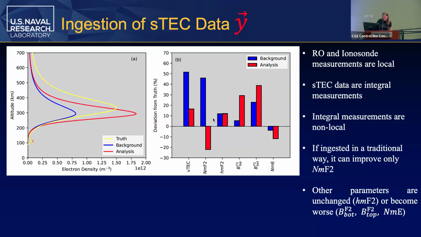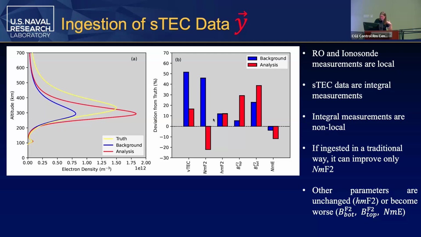The yellow profile is the truth. Then we calculate the vertical TEC according to this truth, and we start with the blue background. Then we ingest this vertical TEC in the classical sense, like IDA4D does it, and we produce the analysis. The analysis is shown in red. You see how the NmF2 improved. It increased according to the truth, but the height of the profile stayed at the same place.